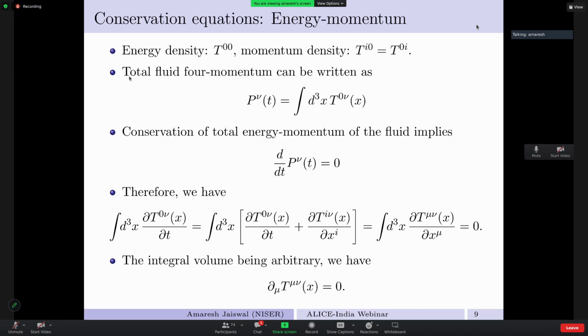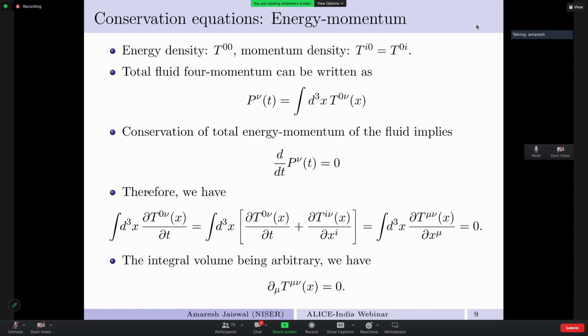Okay. So I can define a total four-momentum of the fluid under consideration, which is the energy density and momentum density integrated over the whole volume. So this is the energy and momentum of the whole fluid. What I now demand is conservation of total energy momentum of the fluid, which is that it does not change with respect to time. So dt of this P nu has to be 0.